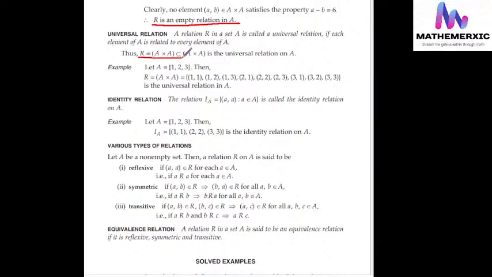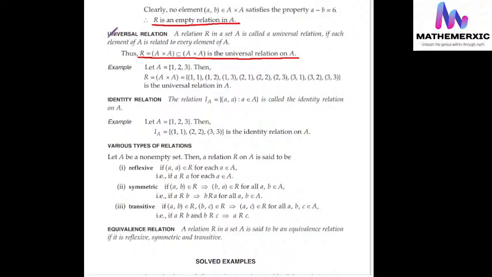So the important concept is the universal relation and the identity relation. The relation I_A is equal to {(a, a) such that a belongs to capital A} is called the identity relation. Let us say A is a set having elements 1, 2, 3, then I_A is equal to {(1,1), (2,2), (3,3)}, the identity relation on A.